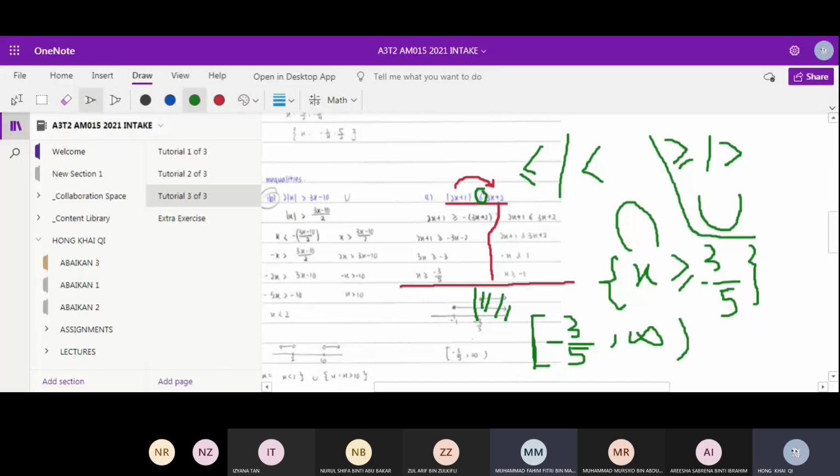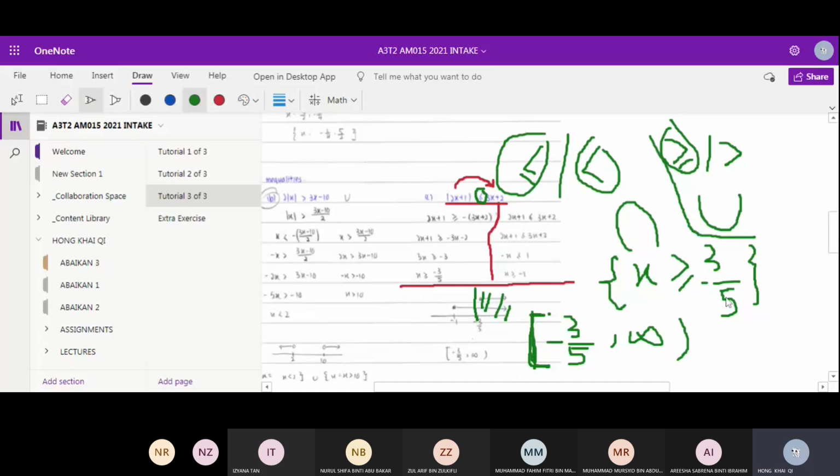For the answer, this kind of bracket, like the half square one, is for the one with the equal sign, like more than or less than or equal to. And for the one without the equal sign, just less than or more than, we use this kind of bracket. So the answer is x more than or equal to negative 3/5.